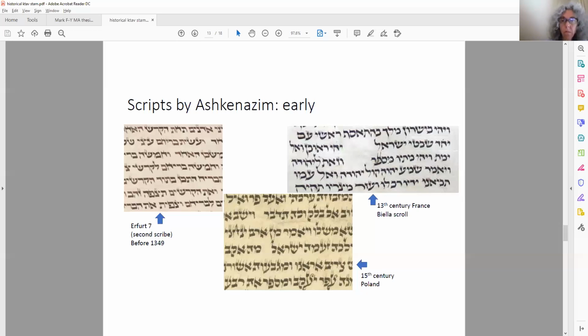I like his ones because his pays look like little penguins. He has some fairly serious nesting going on as well. Look down here, under ayin like that. Tav gets very cozy with the next letters. And that's something that you see in medieval Ashkenaz, but not so much elsewhere. Final pay here looks suspiciously like tav.